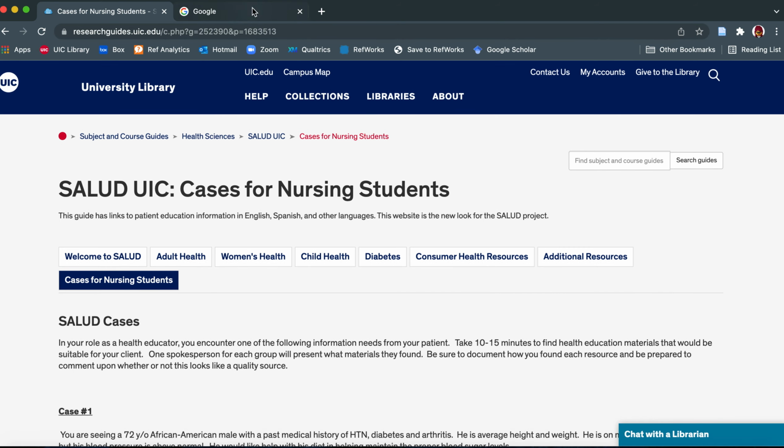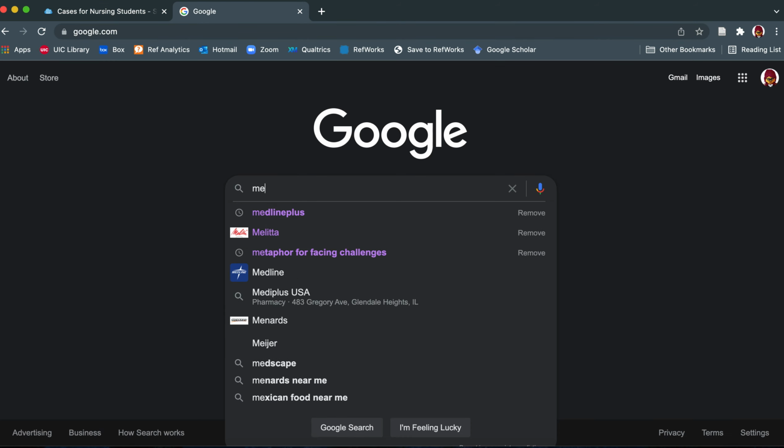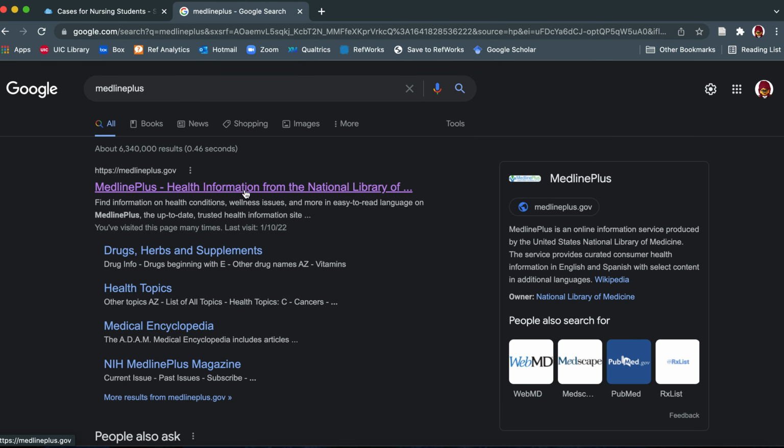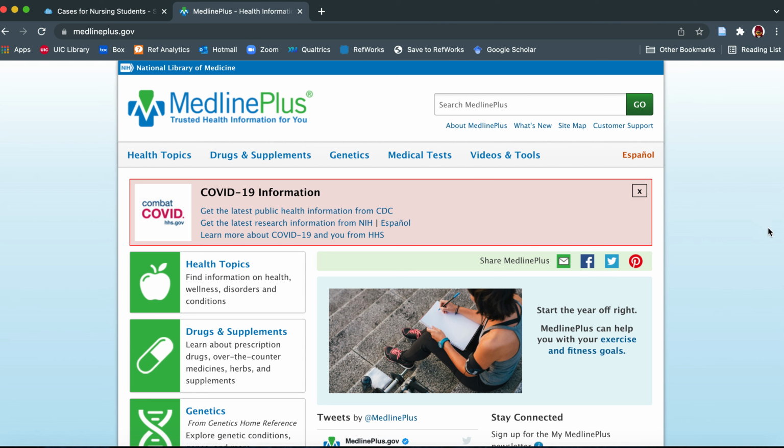Now we're going to check out Medlineplus. Okay, we can just Google it. So Medlineplus is a free resource from the National Library of Medicine. Now when you do your research, you're using databases in the library and you're looking for information that is written for you as a healthcare professional. This information is written for patients and their families, so it's written at a 4th to 6th grade level, ideally.